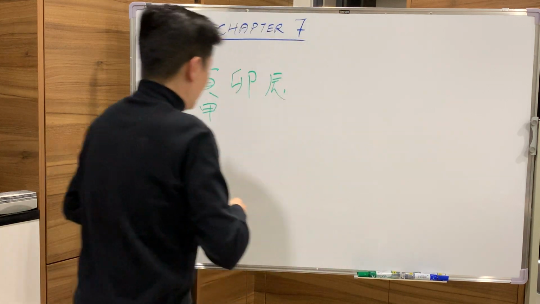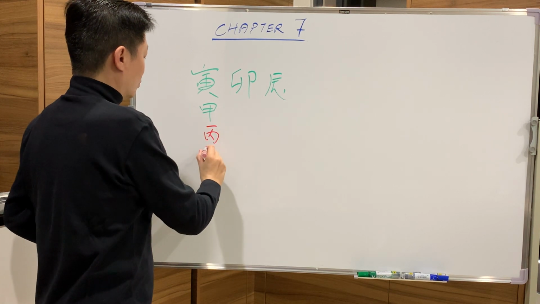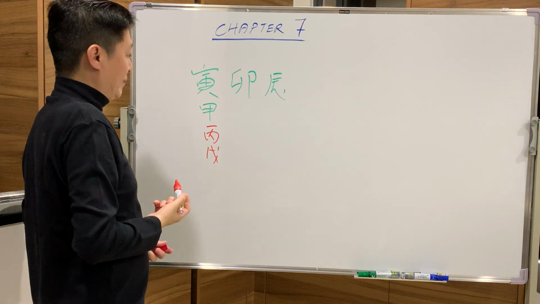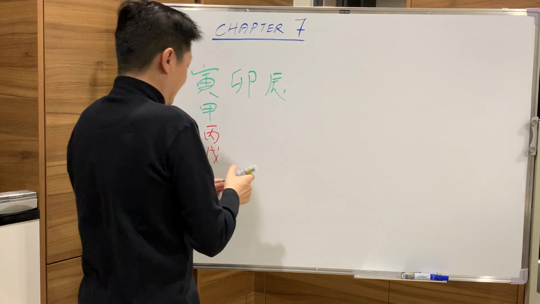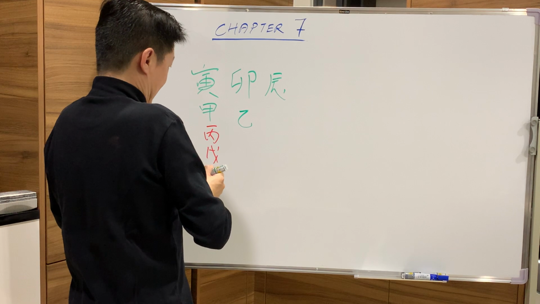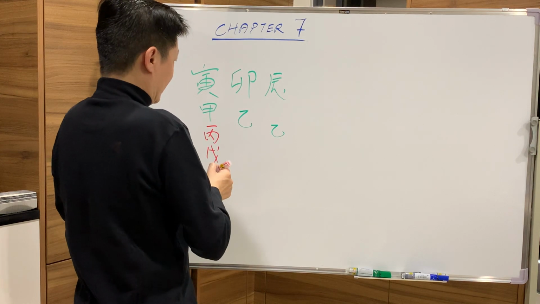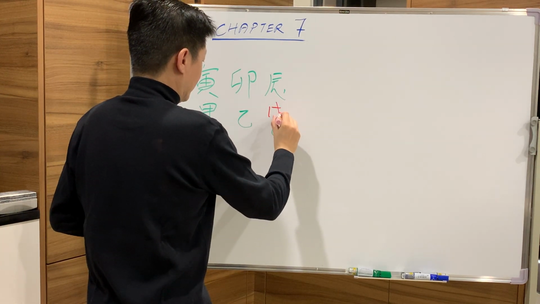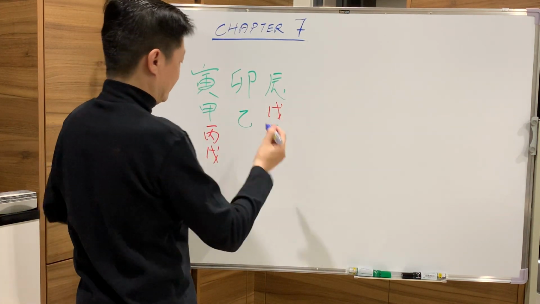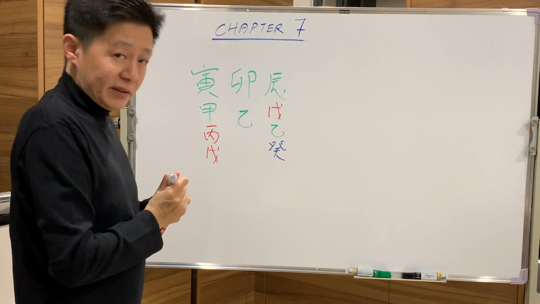So in the tiger: Jia, Bing, Wu. For the earth I use red for a purpose. Then the rabbit is only Yi. The dragon inside has Wu, Yi, Gui. I use blue so you know it is water.